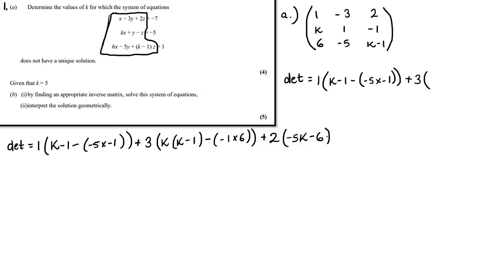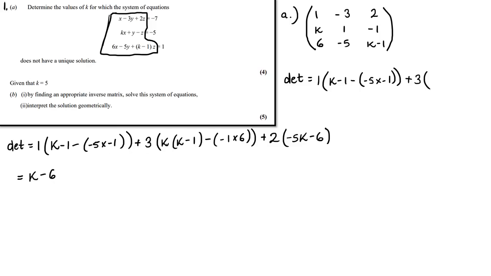Okay, so here now I just need to start cleaning this up. If we start up here on this furthest left part, I've got one lot of k minus 1 minus 5 times minus 1. So minus 5 times minus 1 is plus 5, or positive 5, and we minus that. So I've got k minus 1 minus 5. So it's going to give me k minus 6 there.